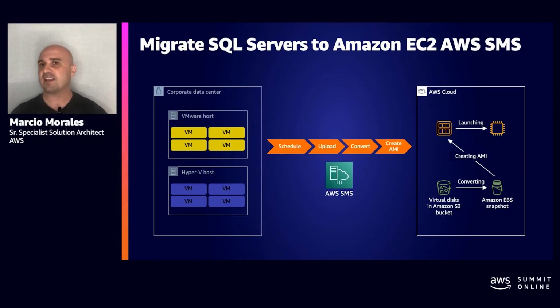So at the time you select a specific virtual machine, let's say your SQL Server database, the SMS virtual appliance is going to capture all the blocks in your on-premise environment and send them as a virtual disk, a VMDK or VHD, to your S3 bucket. Then SMS is going to convert this virtual disk into an Amazon EBS snapshot. Then using SMS, you can create an EC2 AMI from those snapshots and launch your EC2 instance.